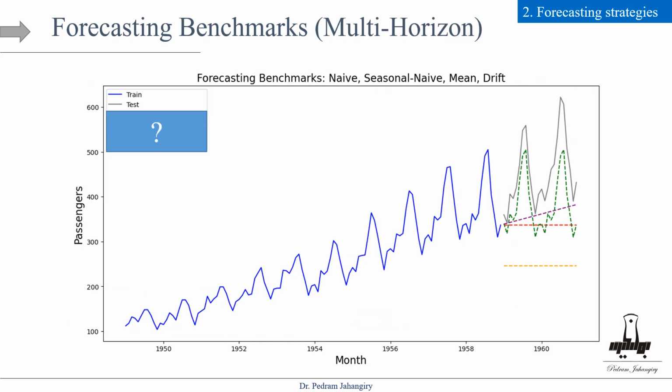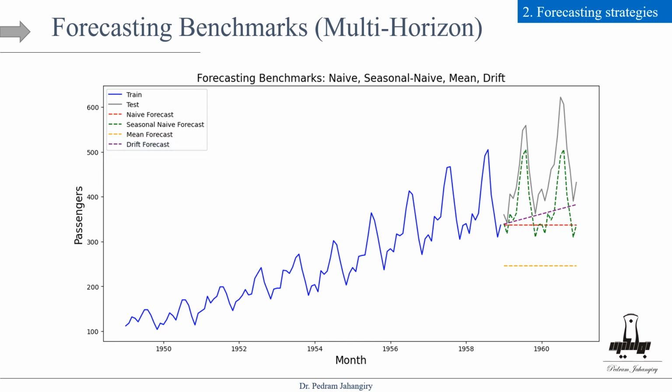All right, here's a simple example for you. Going back to our airline passenger data, which is monthly, you want to see what the benchmarks are if you want to make your predictions 24 months into the future. Let's say the blue one is your train data set. The gray one is your test set, which is 24 months of data. I want you to pause the video and label these lines for me. What is the red one? What is the yellow one? What is this purple upward sloping line? And what is this green line? When you're ready, come back and unpause the video.